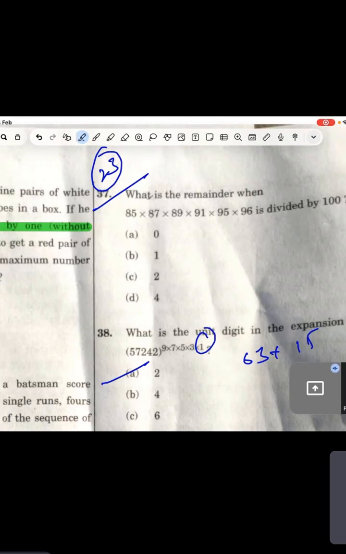What is the remainder of 85, 87, 91, 95 when divided by 100? So guys, you know what? I can bring this answer within 2 seconds. But I think you guys will not agree. I know. See, you know what?